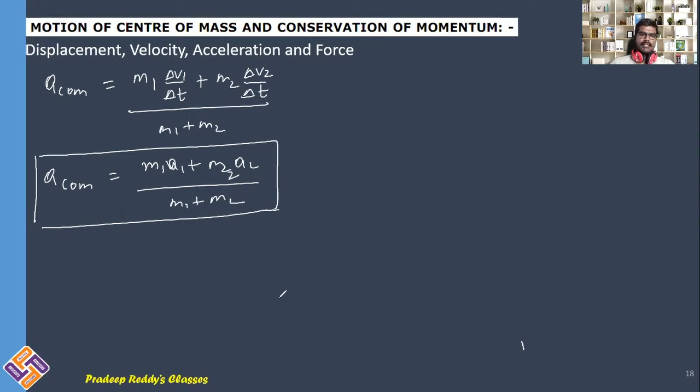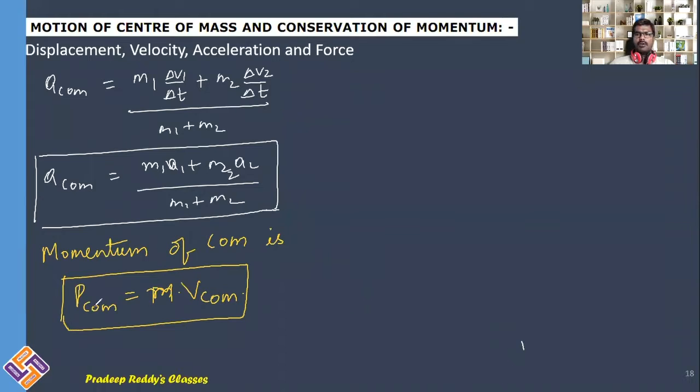Once we have calculated acceleration of the center of mass, you can find out the force acting on the object and also the momentum of the center of mass. Momentum of center of mass is PCOM, which is equal to m into VCOM, where m is the total mass. Likewise, you can calculate force. Force is equal to total mass into acceleration of the center of mass.